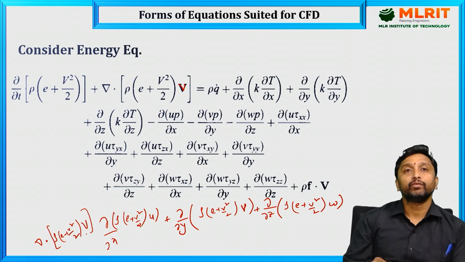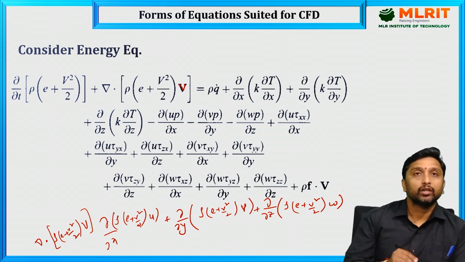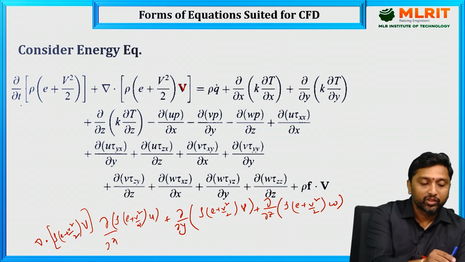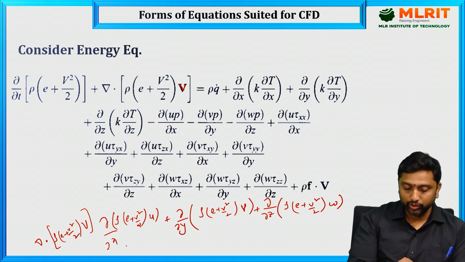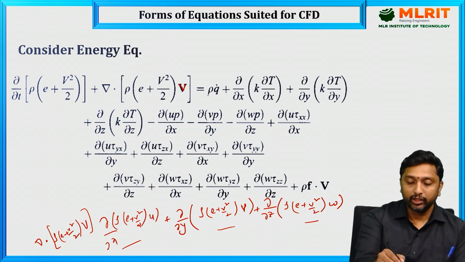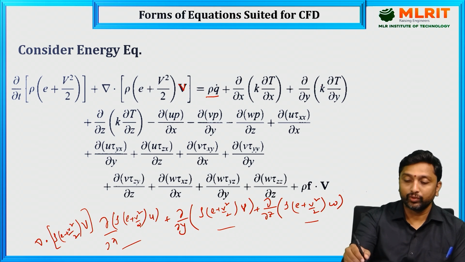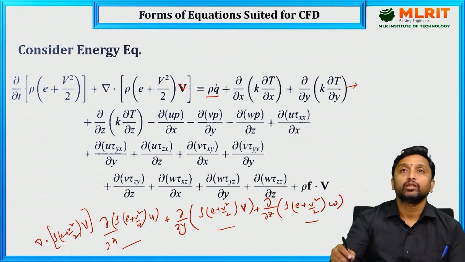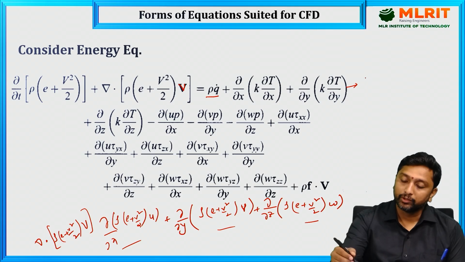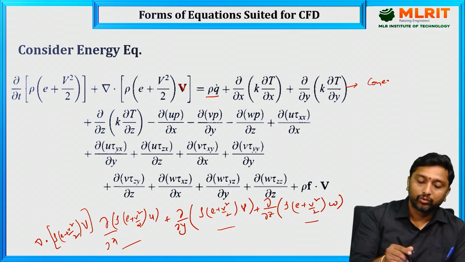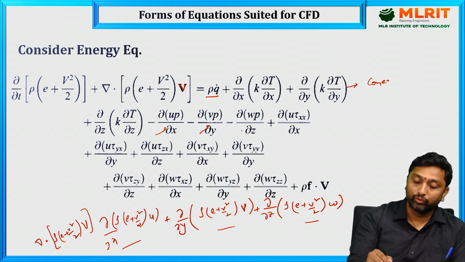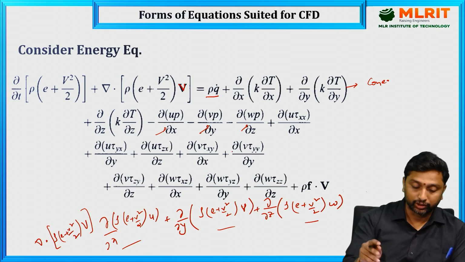So this is the equation which you can assume. Now you see dou by dou t of rho into e plus v square by 2, and the divergence terms, you can see 1, 2, 3 terms are there. Similarly, rho q dot, dou by dou x of k dou t by dou x, dou by dou y of k dou t by dou y, which are nothing but the conduction terms, and these are the rate of work done due to pressure and shear.